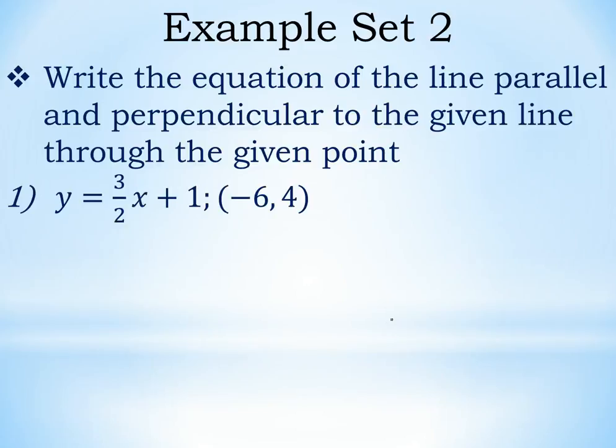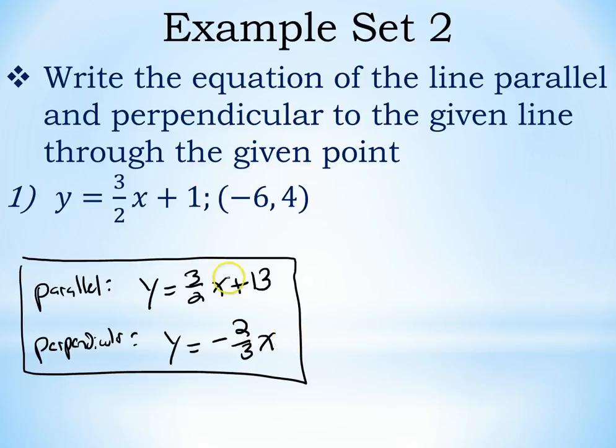So why don't you go and work out this problem on your own. Get your answers for the parallel and perpendicular lines to that given line through that given point, and I'll provide the answers for you in a little bit. Alright, when you work it out, you'll find your parallel line equation should be y equals 3/2 of x plus 13. Your perpendicular equation should be y equals negative 2/3 of x. There is no other number, it's essentially plus 0.